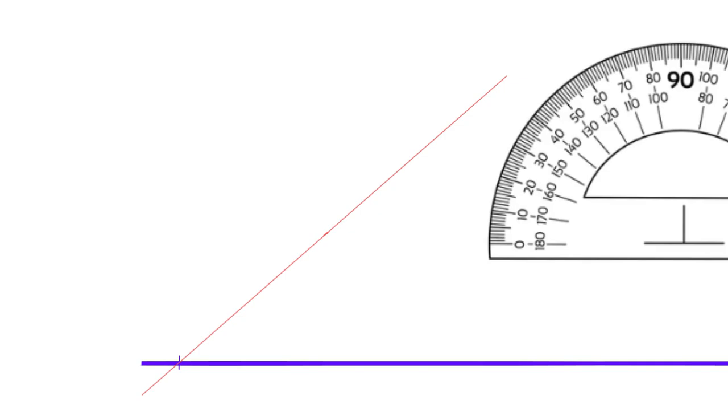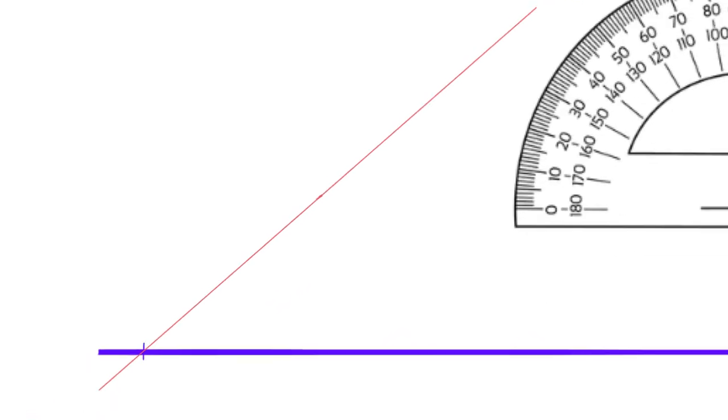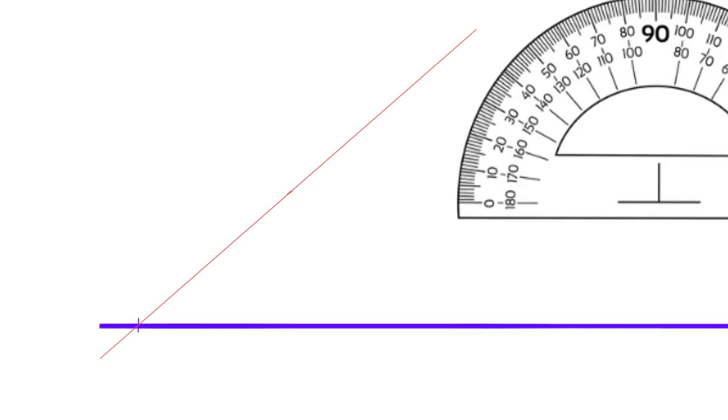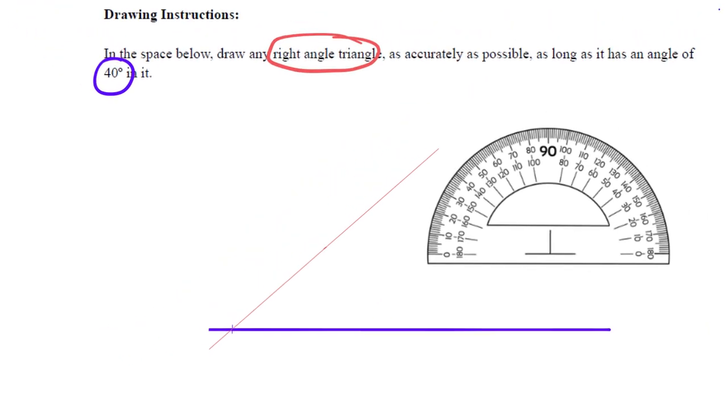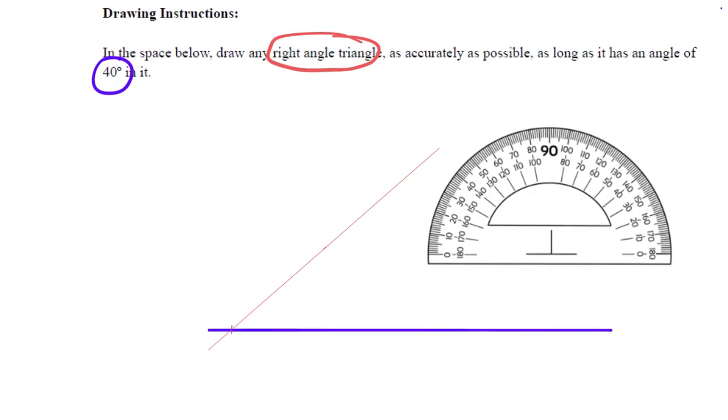Notice I didn't quite go through my tick mark, but I'm really happy with that. That is as accurate as I think I could get. Okay. When I do that, I'm now going to zoom out again so we can get an idea holistically of what we have.